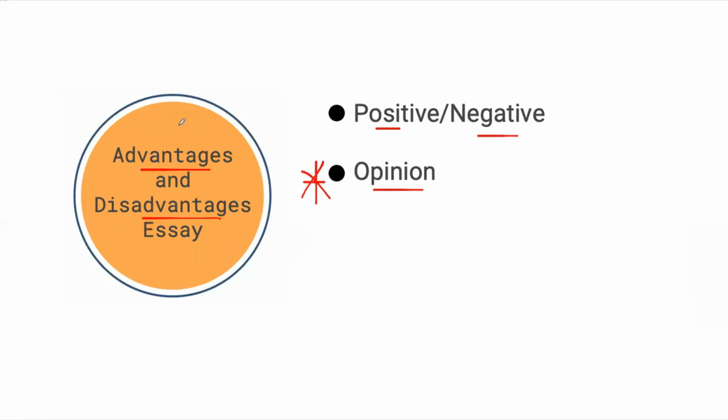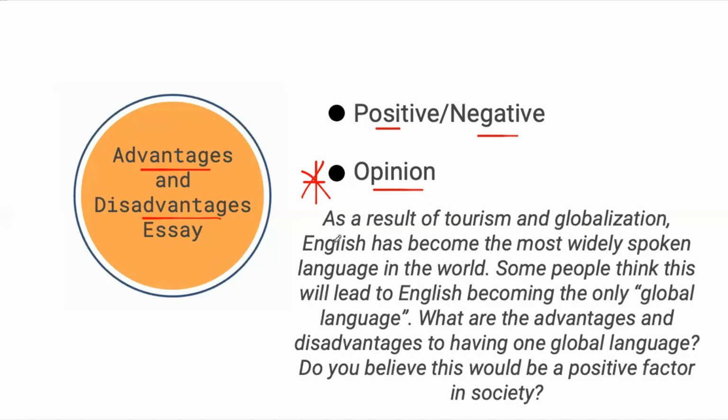In our advantages and disadvantages essay, we go into the various types of writing prompts you might see, because this question varies and it has different types. But be aware that you might have to talk about your opinion in this case. This question, for example, says, as a result of tourism and globalization, English has become the most widely spoken language in the world. Some people think this will lead to English becoming the only global language. What are the advantages and disadvantages to having one global language? Do you believe this would be a positive factor in society?